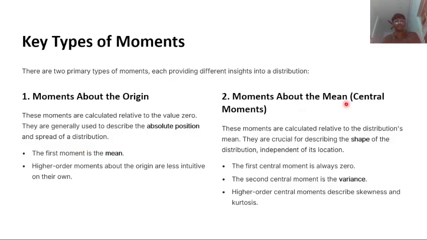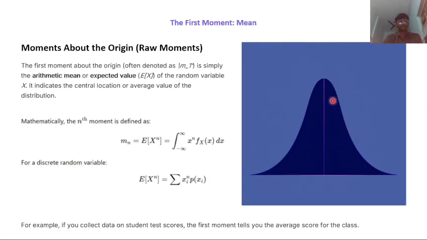Moments about the mean are also called central moments. These moments give calculations related to the distribution's mean. They are crucial for describing the shape of the distribution and are also independent of its location. The first central moment is always zero. The second central moment is the variance. If you go to the higher order, central moments describe skewness and kurtosis.